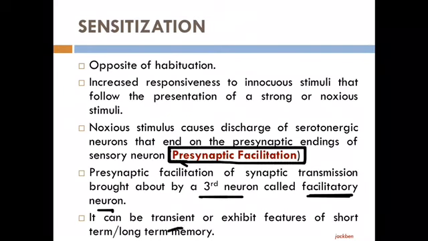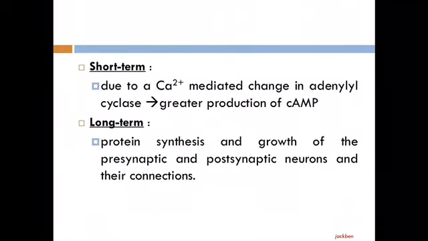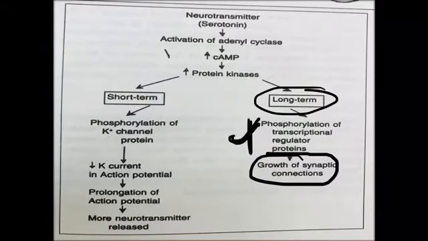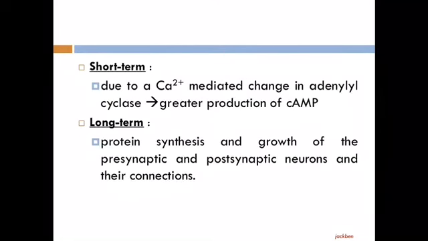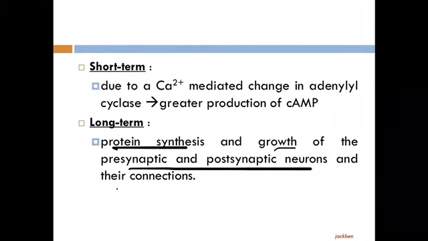It can be transient, via the short term, or it can be of longer duration, which will be helpful in short term or the long term memory, via the protein synthesis and growth of the presynaptic and postsynaptic neuron, their connection. That is the long term effect. Short term is due to calcium mediated change in adenylyl cyclase, right? Adenylyl cyclase.